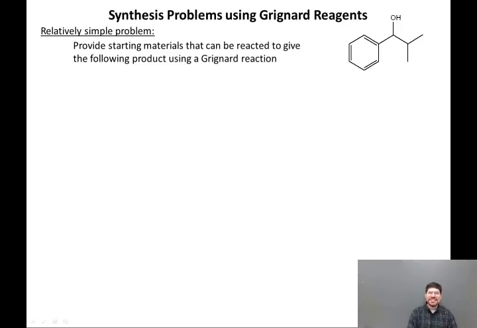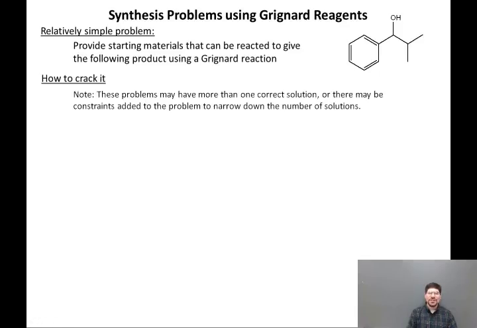And a relatively simple problem would be to provide starting materials that can be reacted together to give the product depicted on the screen here using a Grignard reaction. So how do we crack such a problem?